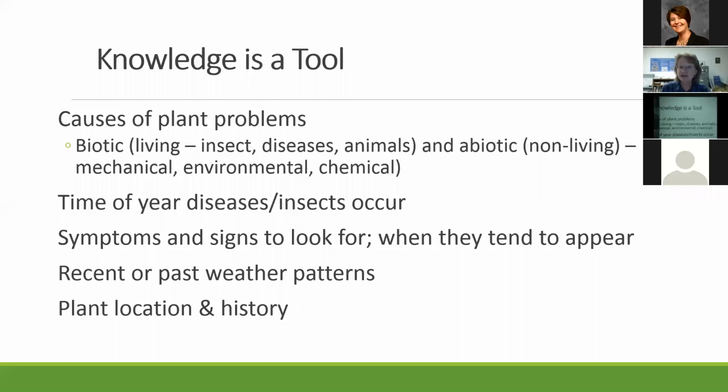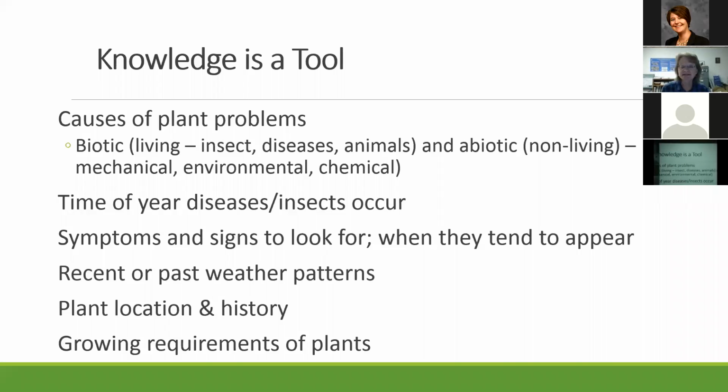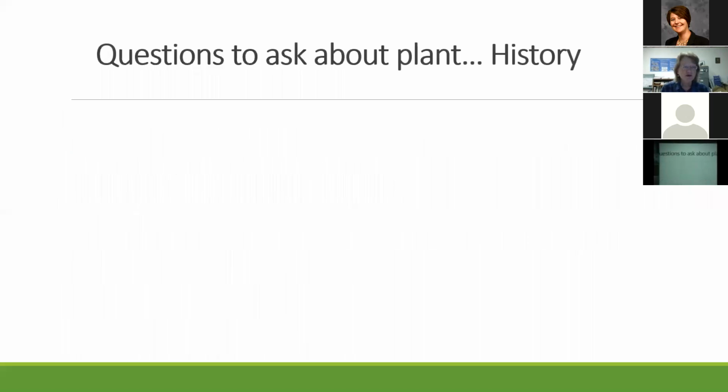Knowing the plant location, where it's growing, and the history, how it was cared for. If you have a shade-loving plant growing in a full sun location, that could very likely be the problem. The growing requirements of the plants. It's good to know those as well, again, just to make sure it's not planted in a location where it's suffering just because of the growing conditions and growing site.